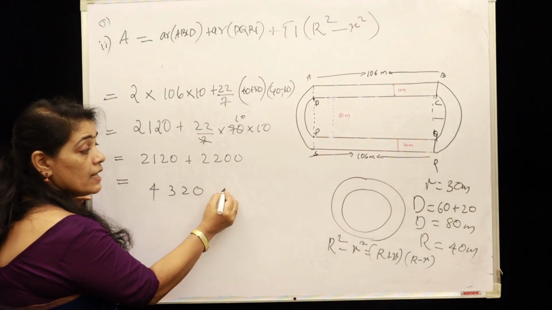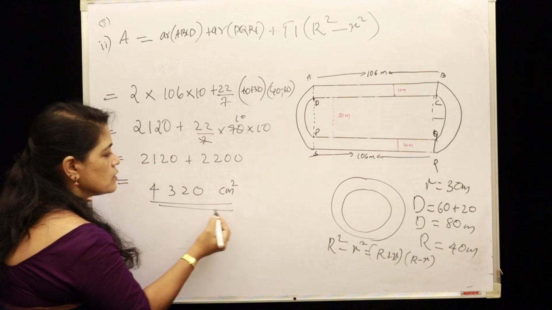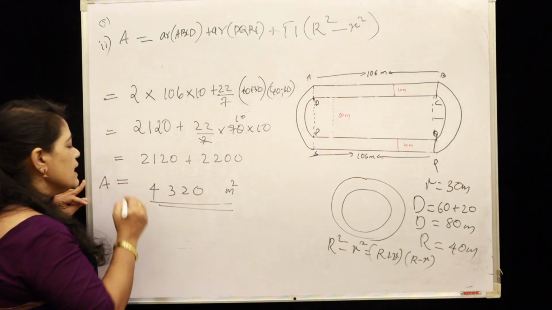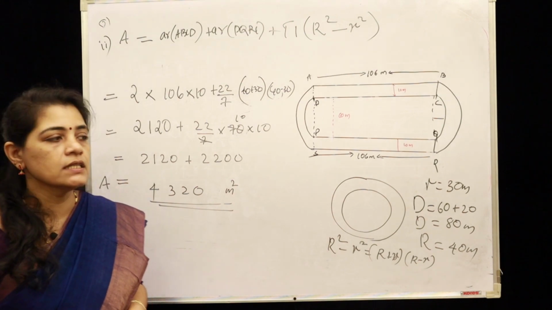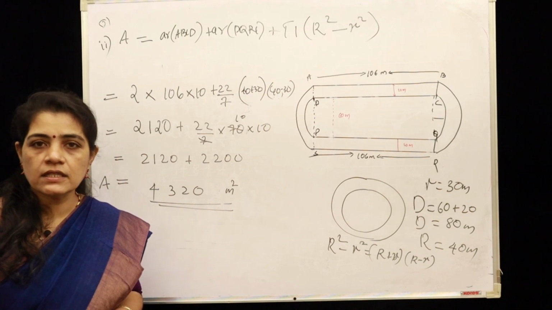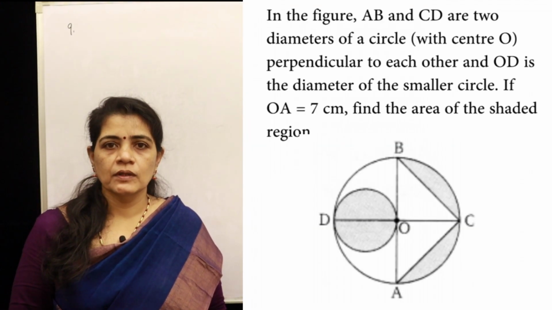This is the area, so the unit will be, sorry, not centimeter square, meter square. So meter square, this is the area of the track, that is 4320 meter square. It's very simple. Okay. Now we are moving to the 9th problem.